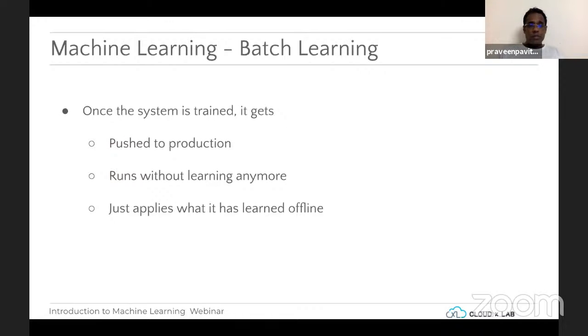And yeah, so as I said, this is how it happens. Once something is deployed, it just keeps running. And if you ever have to make an update, you have to stop it and retrain it, and then just do it again and again.